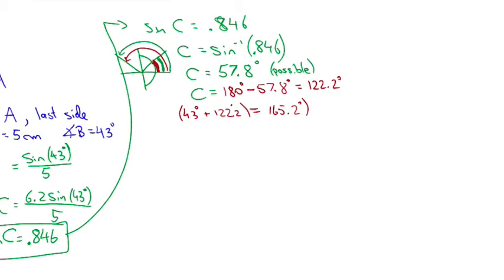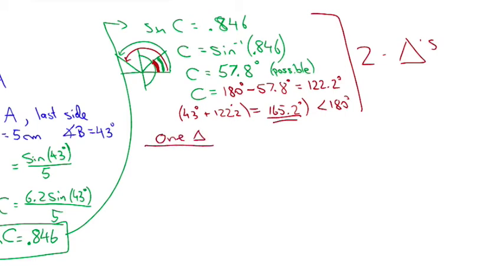So as long as the sum of these two is less than 180, we have two triangles going on here. Because this is less than 180 degrees, all this information tells me we have two triangles. Kind of crazy, huh? I only drew one as a reference, but there's literally two, and I'll draw the two at the end, or try to. So in one of your triangles, the measure of angle C is going to be 57.8 degrees.